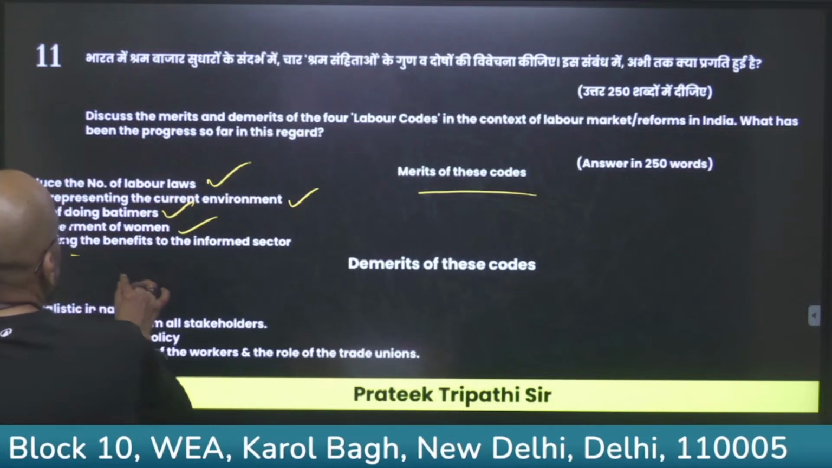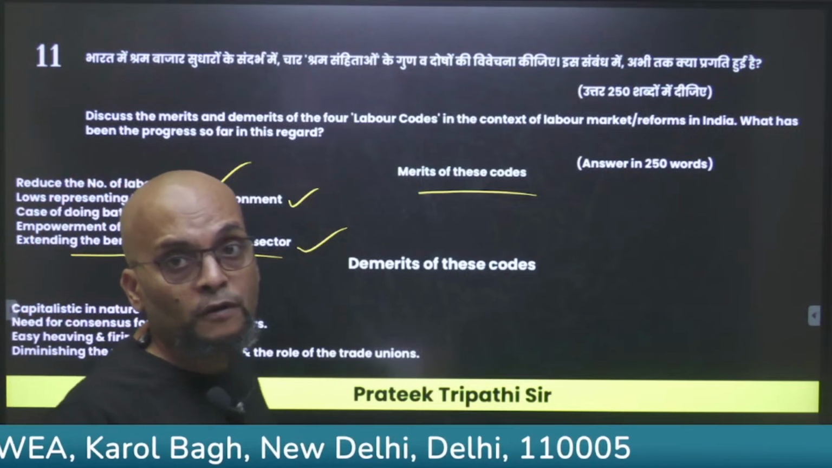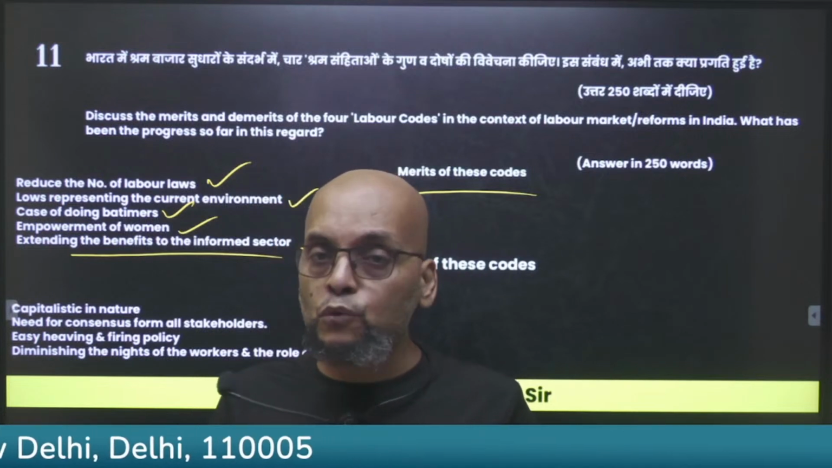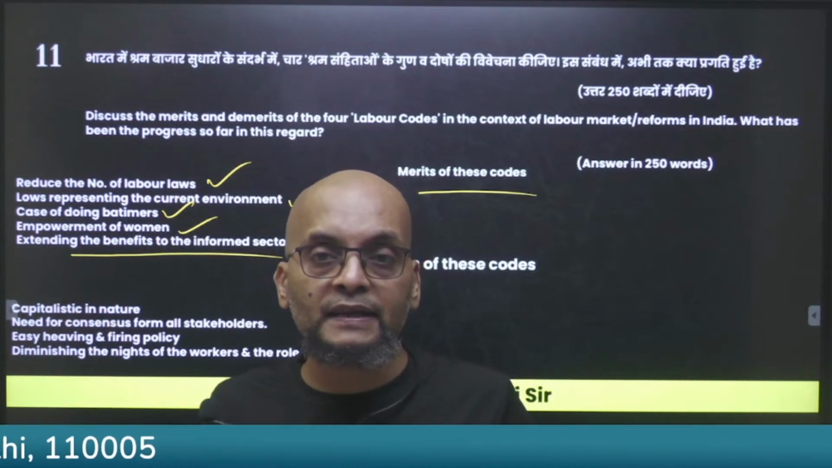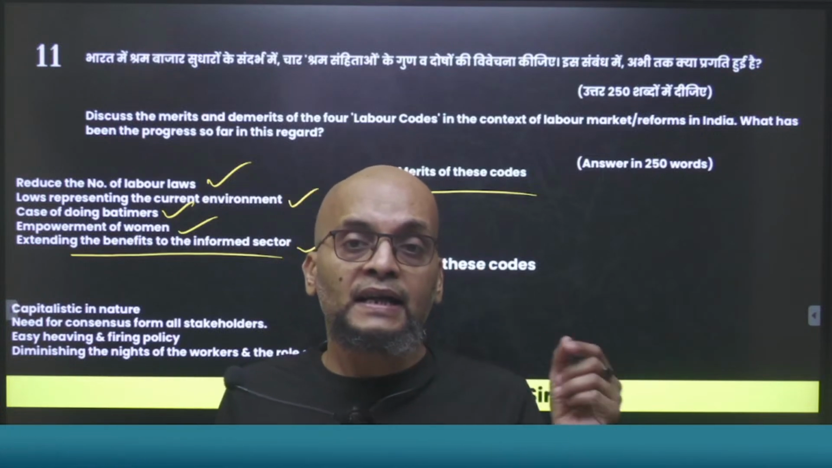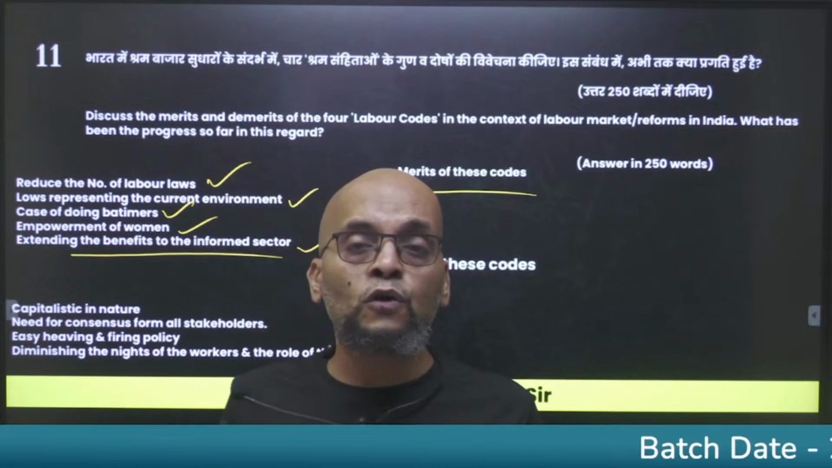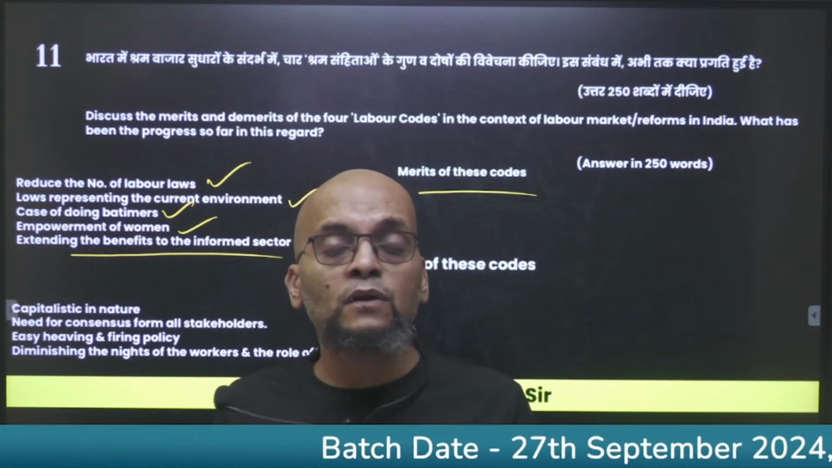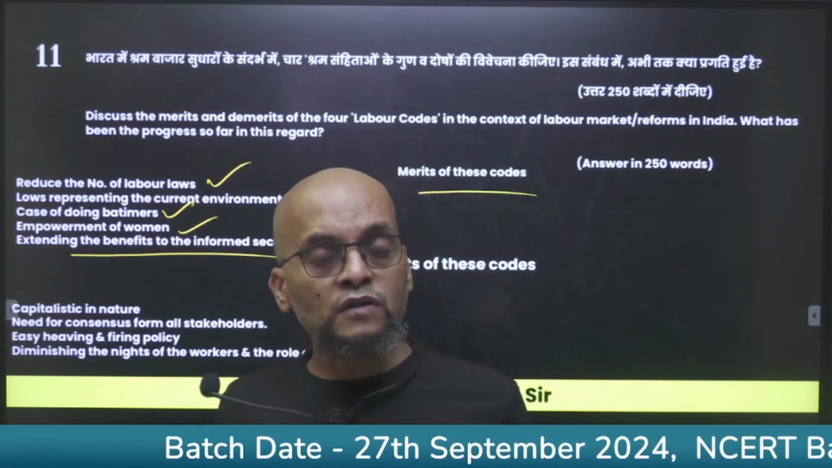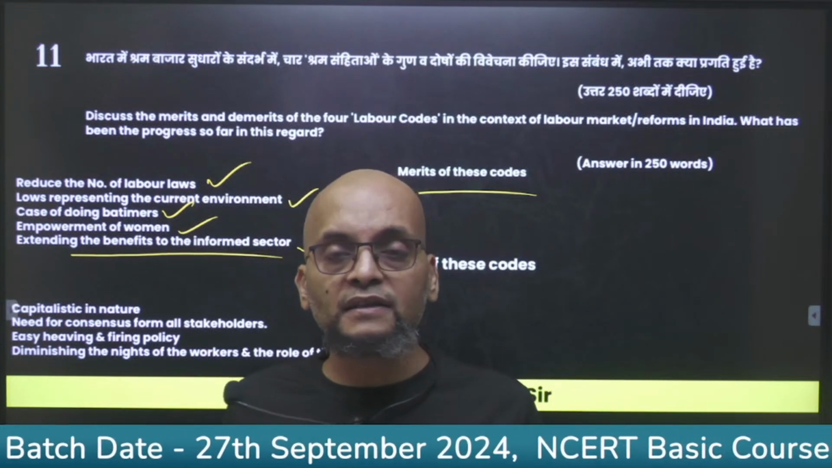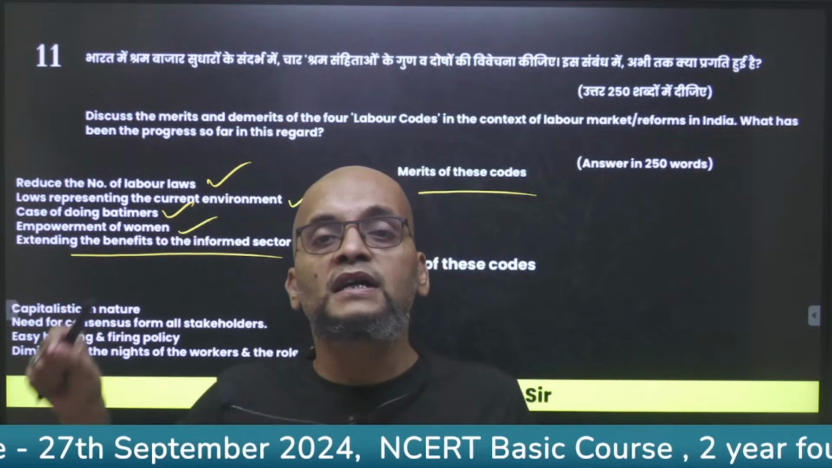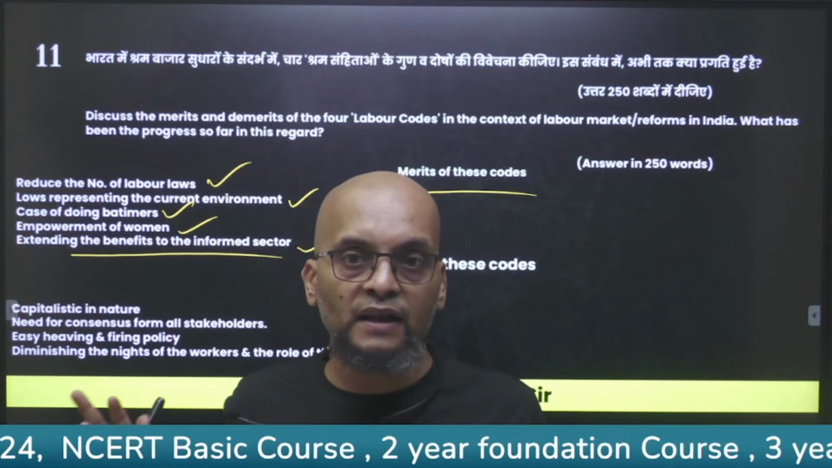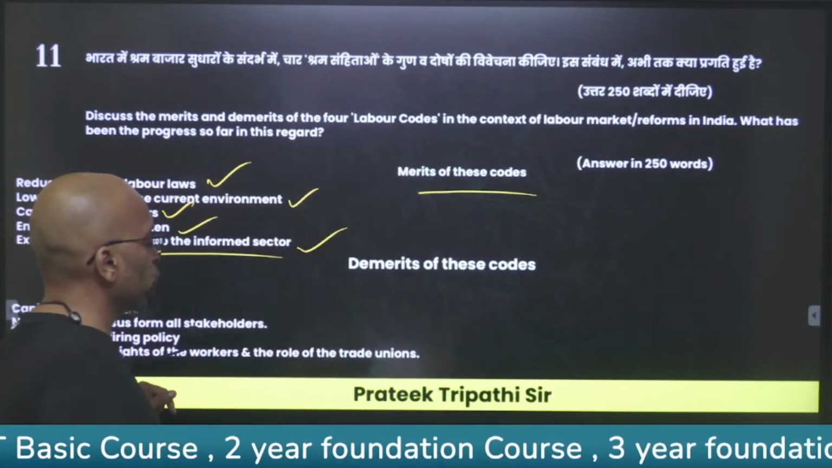Next is extending the benefits to the informal sector. Pay attention. See guys, in India, we have formal and informal sectors, and most of the people are employed in the informal sector. Now, these laborers working in the informal sector were not having any laws to safeguard their interest. For people working in the formal sector, only their safety and health was safeguarded by the old labor laws. There was nothing for the informal sector. Now these new laws are considering the safety and welfare of informal sector laborers as well. So these are a few merits of these laws.